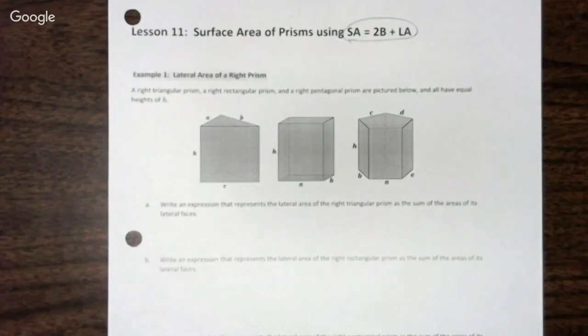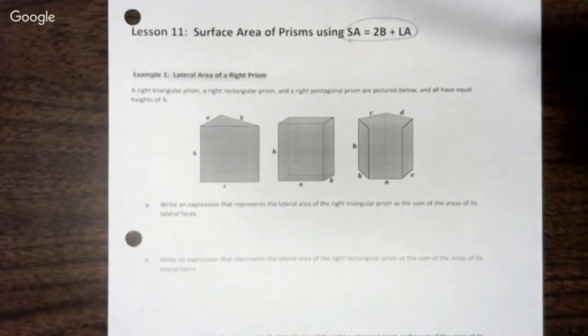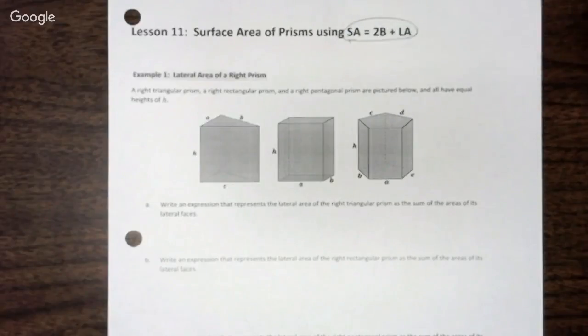All right, this is Module 6, Lesson 11. We're going to be talking about surface area again, but using a different formula. We have surface area equals 2B plus LA. Let's talk about what that means.